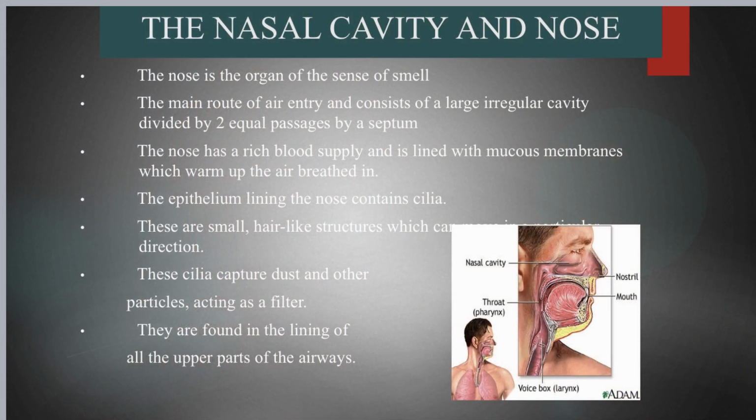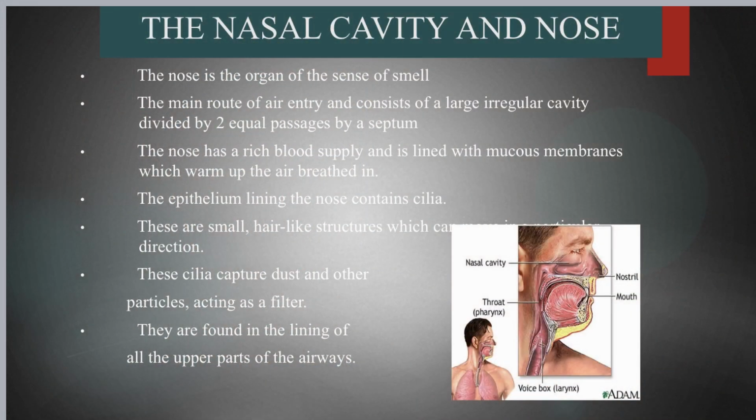The nose is the organ of smell. Air enters the nose via the nostrils to the nasal cavity. When you look in your book on page 263 and figure 10.2, you will see all the bones forming the nasal cavity. The nostrils are the route of air entry and consist of a large irregular cavity divided into two by a septum. The nose has a rich blood supply and is lined with mucous membranes which warm the air that is breathed in. The epithelium lining the nose contains cilia.